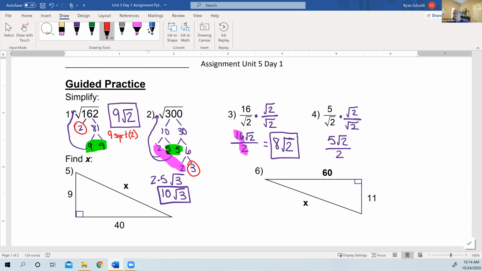So in Google, when you put this in, you can tell me 5 square roots of 2 divided by 2. That works. You can say 5 divided by 2 times the square root of 2. That works too. So either one of these would work in Google.